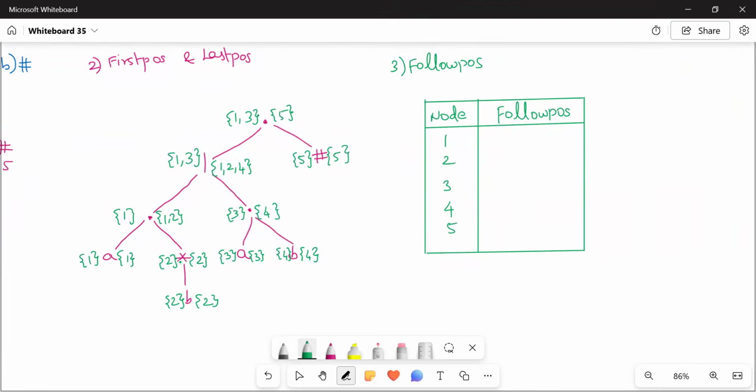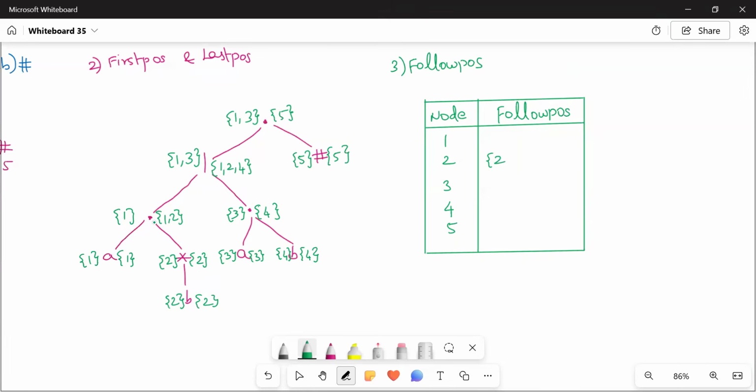So to find follow position of this, last position of this node must be substituted. In the star node, follow position of last position of n is equal to first position of n. So this must be substituted to this. So 2 in 2, follow position of 2 is equal to 2.